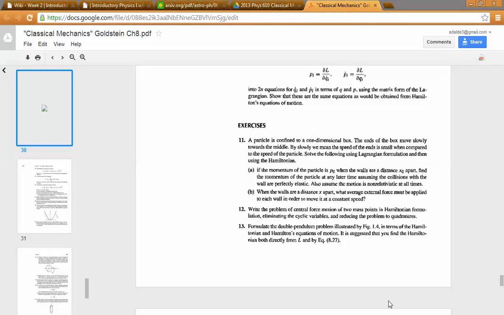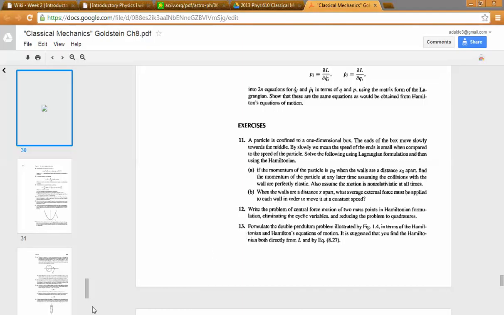If the momentum of the particle is p naught, then when the walls are a distance x naught apart, find the momentum of the particle at any later time, assuming that the collisions with the wall are perfectly elastic. Also assume that the motion is non-relativistic at all times, and when the walls are a distance x apart, what average external force must be applied to keep each wall moving at a constant speed?